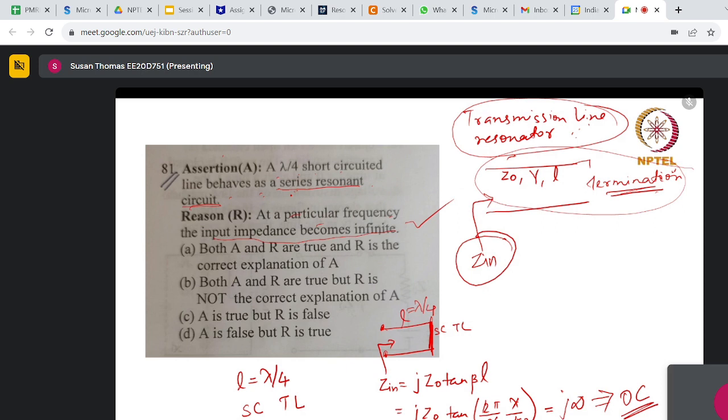Madam, first one is wrong, second one is correct. Yes. So this is a false statement and this is a true statement. So A is false, but R is true. So the answer is option D.